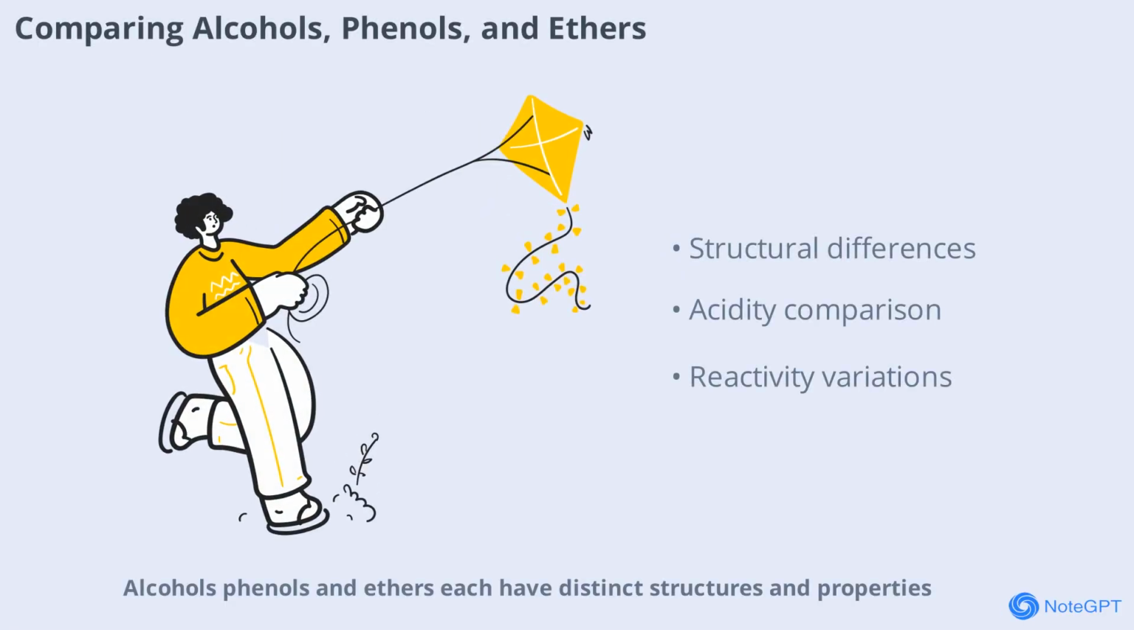Alcohols, phenols, and ethers each have distinct structures and properties. Alcohols contain a hydroxyl group attached to a saturated carbon, phenols have a hydroxyl group on an aromatic ring, and ethers feature an oxygen atom between two carbon groups. These differences influence their physical and chemical behaviors, including acidity, solubility, and reactivity. Understanding these distinctions is key to mastering organic chemistry.